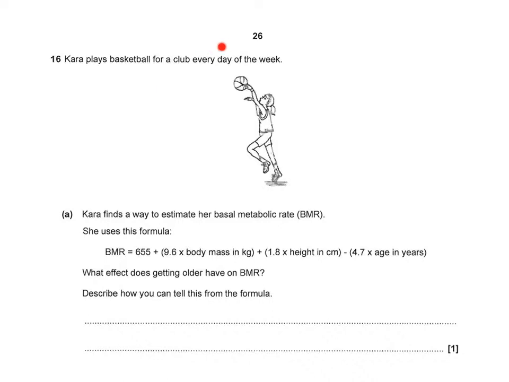Cara plays basketball for a club every day of the week. Cara finds a way to estimate her basal metabolic rate. She uses this formula. There it is. What effect does getting old have on BMR? Describe how you can tell from this formula.